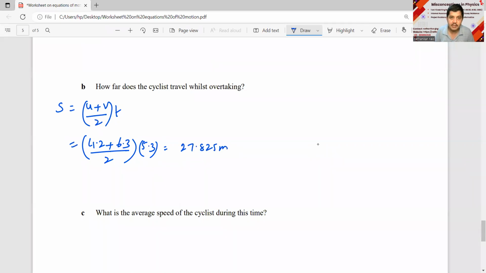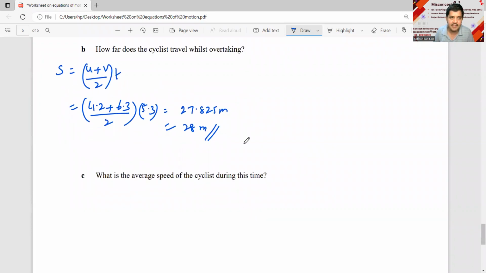27.825 meters. Now, how many significant figures? 2 significant figures. So what should I do? This can be approximated to 28 meters. Now, what is the average speed of the cyclist during this time? Simple. 4.2 plus 6.3 divided by 2, which should be 5.25 meter per second. Now, how do I write it? I should write this as 5.3 meter per second because 2 significant figures.